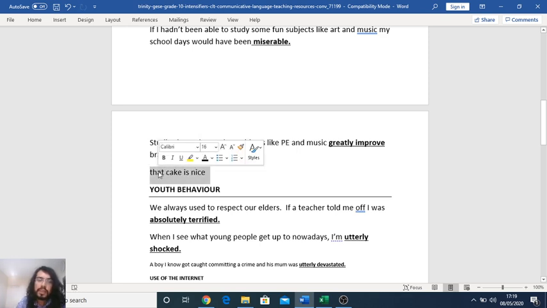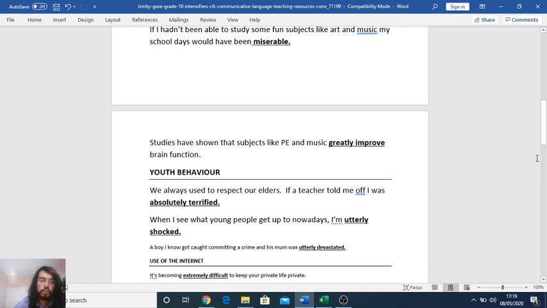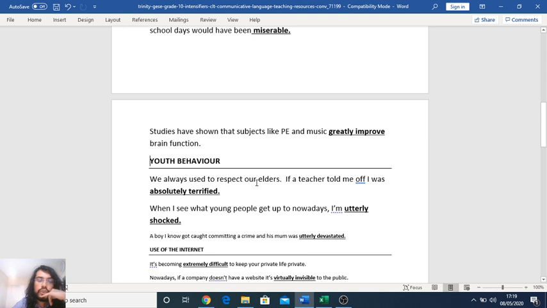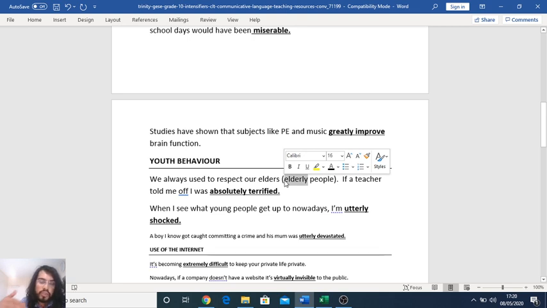That's a very short and basic example. And very and really, they are the most common ones, but what I want you guys to do is become more comfortable with words that are not as common. So we always used to respect our elders. Elders, when people say elders, they are referring to older people. So I suppose it's a polite way of saying elderly. When we say elderly people, we are basically saying old people, but the word elderly is a more respectful and a more polite way of saying it, okay?